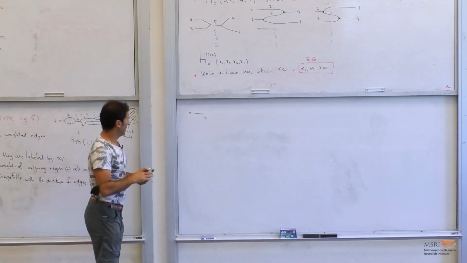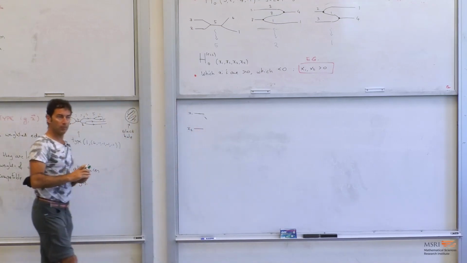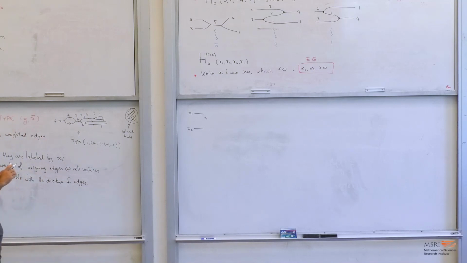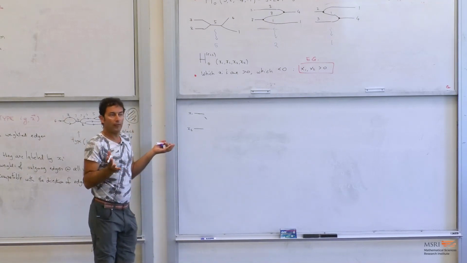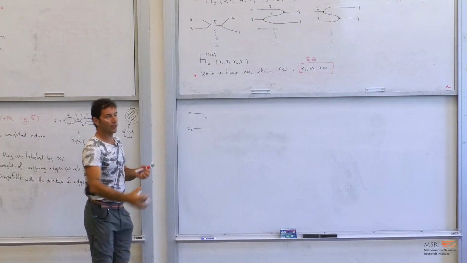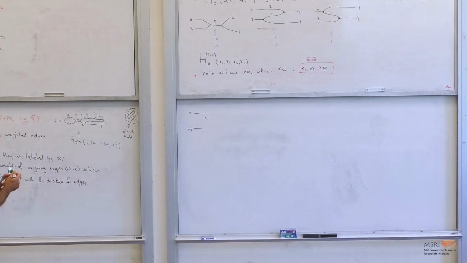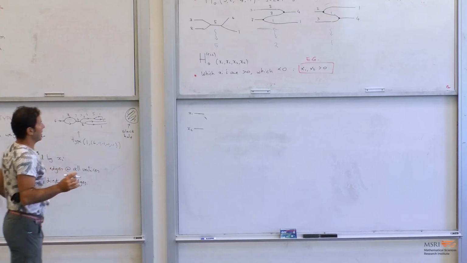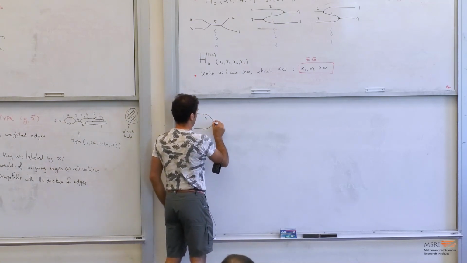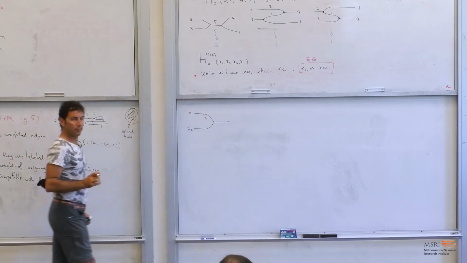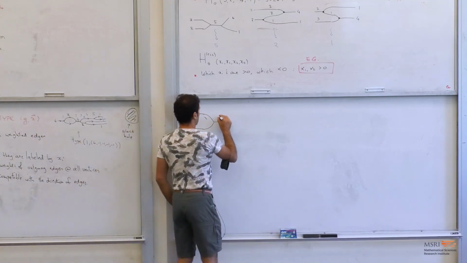And if that's the case, I need to start from x1 and x2, and then I have to create trivalent trees and get to x3 and x4. Okay? Certainly one thing I can always do is join x1 and x2, and get to x1 plus x2.